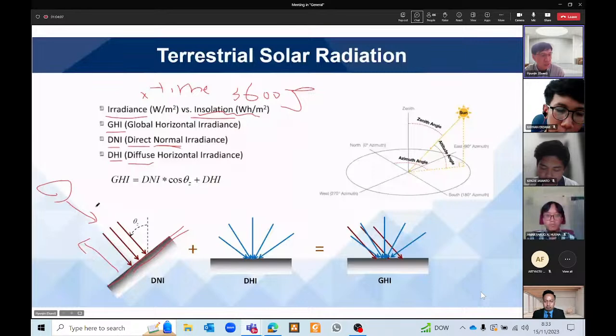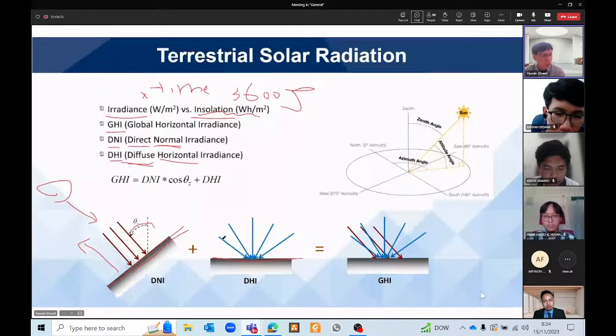DHI means the diffuse component. Here I show the arrow from the sun directly. The DHI means a horizontal surface. You can place the surface on the ground in a horizontal plane. You don't need to move it. You can just fix it, install it, then measure the diffuse component.